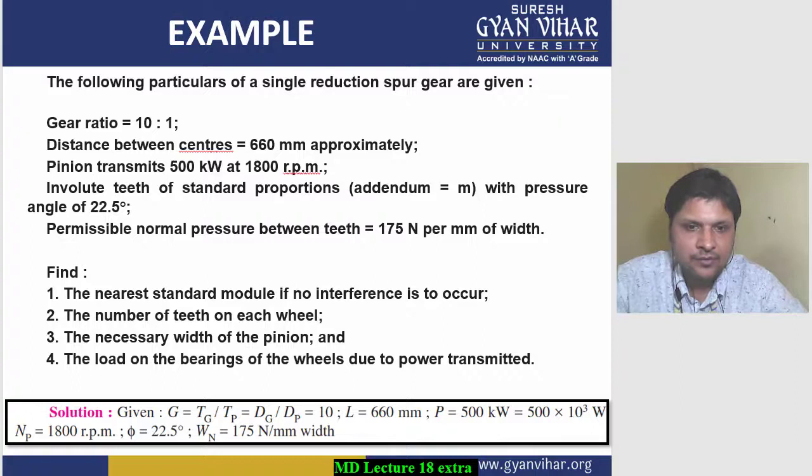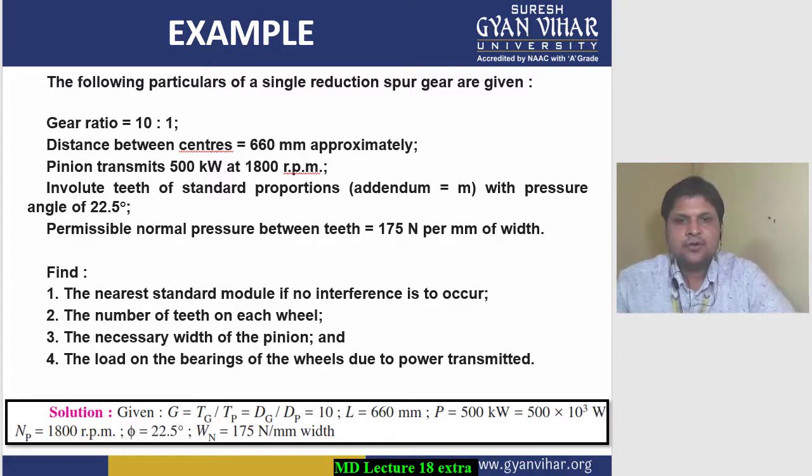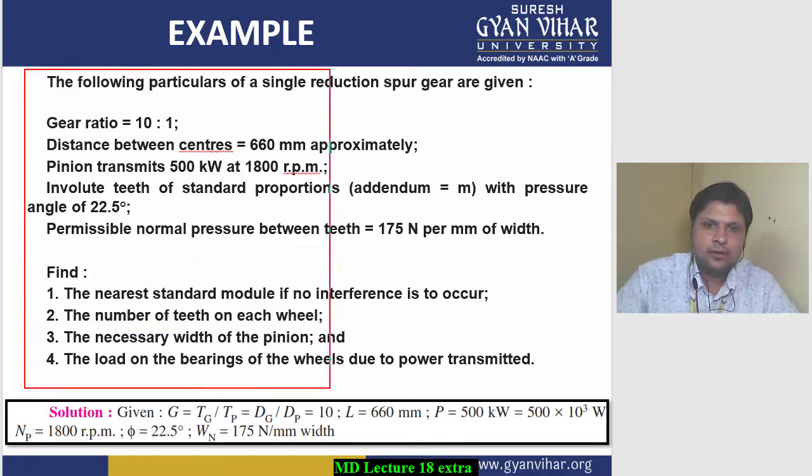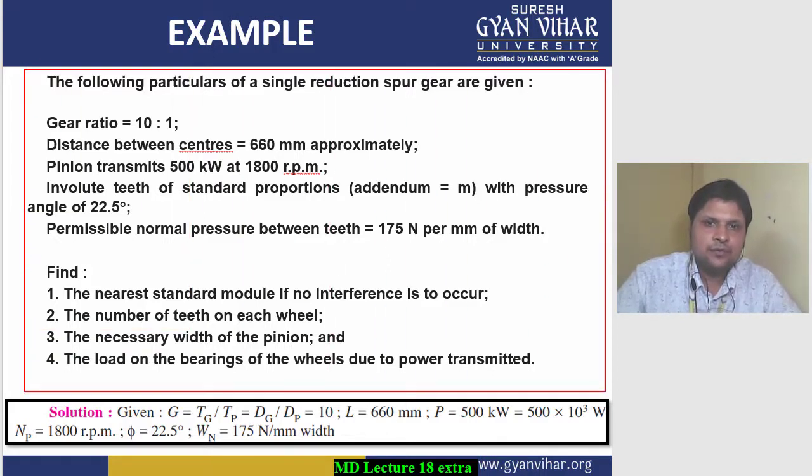Now all the steps we have seen and understood. Now we will solve one example and see how the designing of gear is done. First of all, let's read this question. What is the question saying to you? The following particulars of a spur reduction gear are given. First of all, the gear ratio 10:1. Gear ratio is important. Why? Because this gear ratio will give you the ratio of teeth in the gear to the teeth in the pinion, means TG by TP or DG by DP. This is given to you as 10:1.